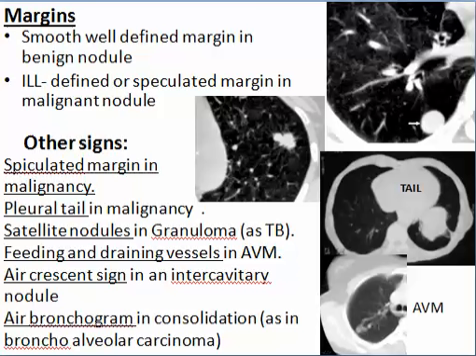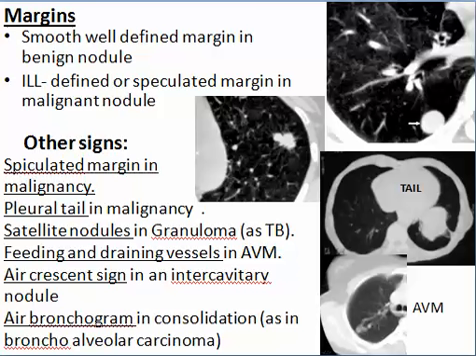If you find satellite nodules, other nodules, this would be TB. If you find a feeding vessel, of course, it's an AVM. If you find air crescent sign, that means that there is intracavitary air. If you find air bronchogram, that means it is a bronchoalveolar carcinoma. Nodule with air bronchogram is very dangerous and may suggest bronchoalveolar carcinoma.